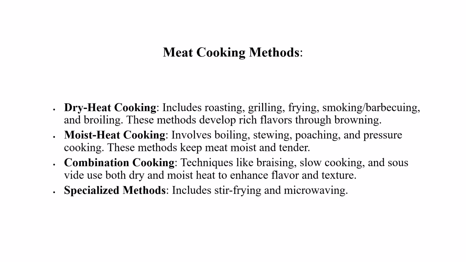Specialized methods. Stir frying quickly cooks thinly sliced meats at high heat, often with vegetables. Microwaving is primarily used for reheating rather than cooking meat from raw. Choosing the right cooking method depends on the type of meat, desired texture, and available equipment.